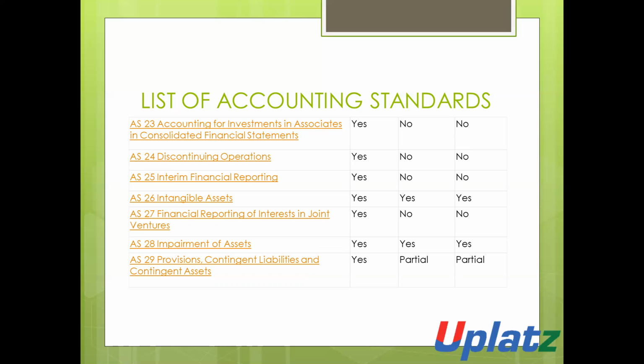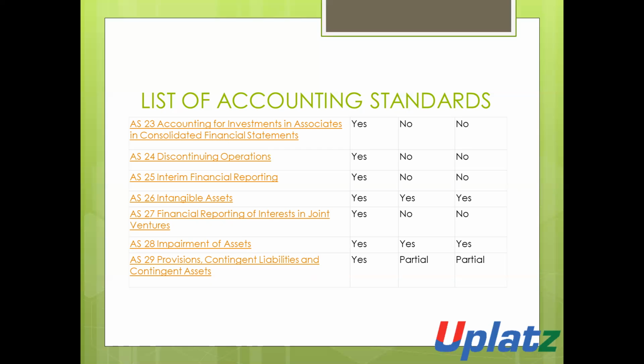AS26, Intangible Assets. AS26 is applicable on Level 1 as well as Level 2 and Level 3 enterprises. That is, the provision of AS26 is applicable on all the enterprises. AS27, Financial Reporting of Interests in Joint Ventures. AS27 is applicable only on Level 1 enterprises. It is not applicable on Level 2 and Level 3 enterprises.